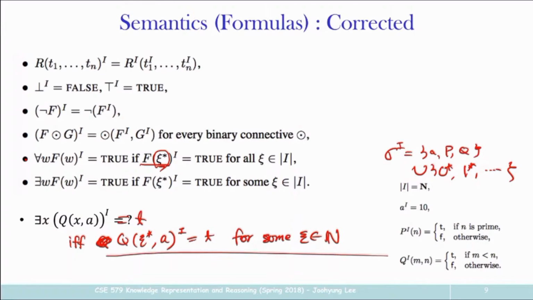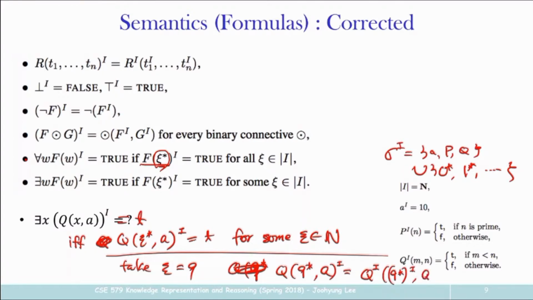This is actually true. You can easily check because I can take psi to be 9. Then I can evaluate Q psi star, I'm sorry, Q9 star A. It is true because this is the same as Qi of 9 star I and A I. And 9 star is always mapped to 9, and A is mapped to 10 according to the definition that we have. And we know that 9 is less than 10. So this is true.